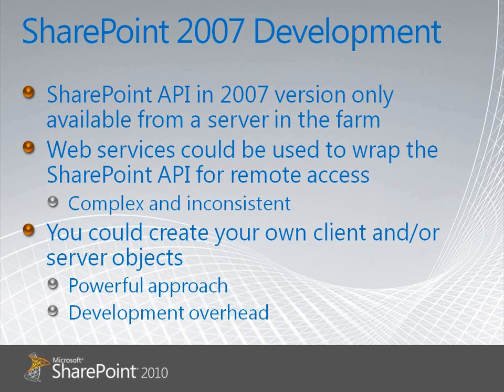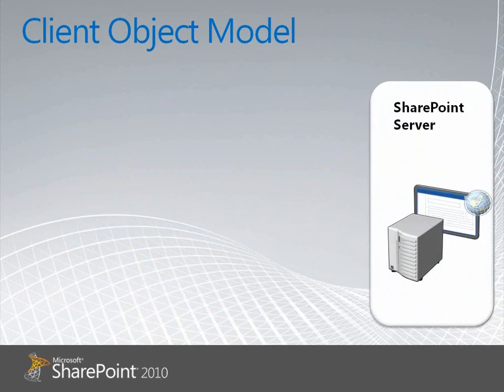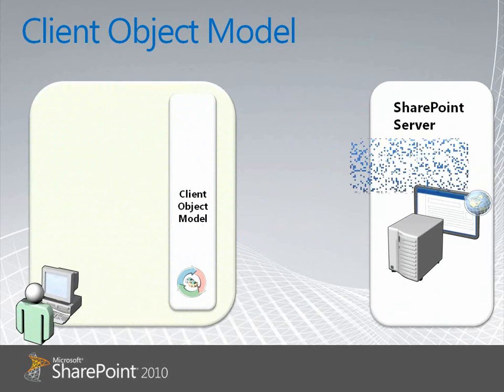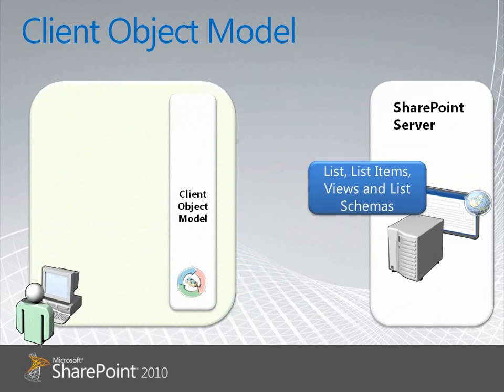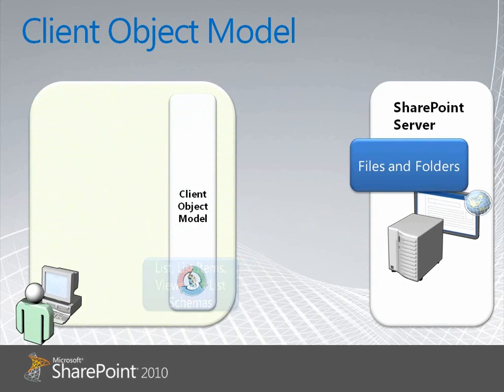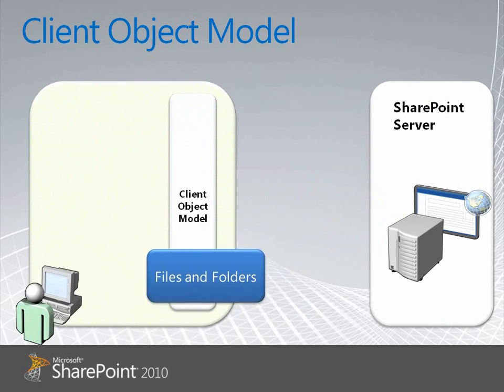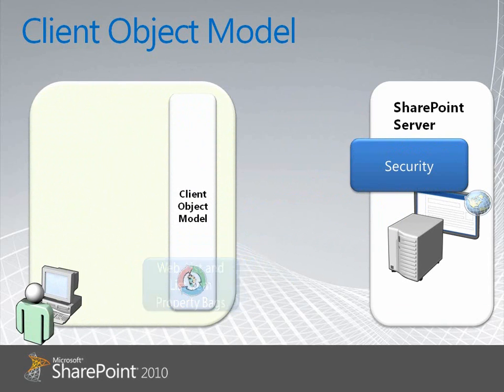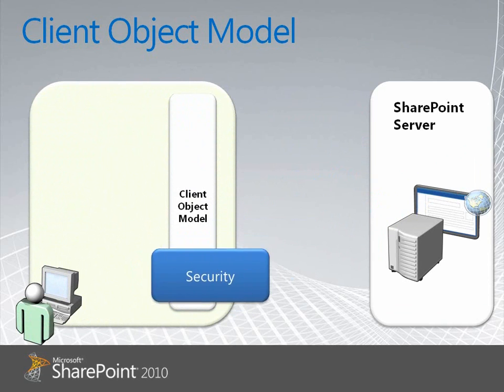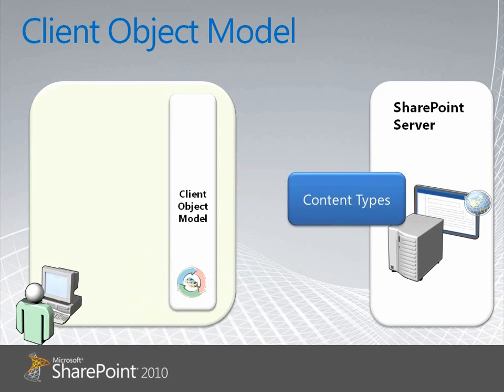Now with SharePoint 2010 and Silverlight, we have the client object model, and the client object model really takes away the need for you to develop your own architecture for allowing Silverlight to communicate with SharePoint. The client object model allows sites and lists and files and folders, templates and property bags, list items and security information, and content types and site collection operations, all to be available to the client. And one of the consumers of the client object model is of course Silverlight.